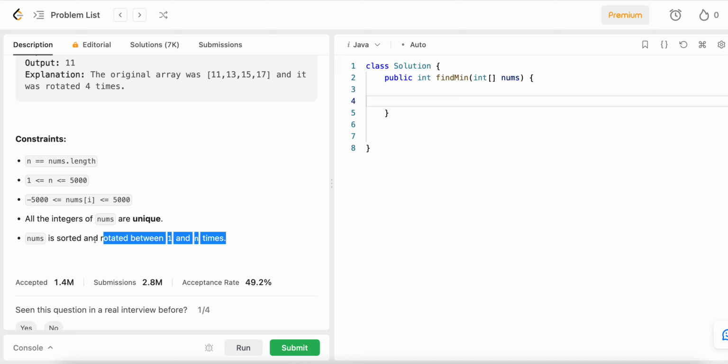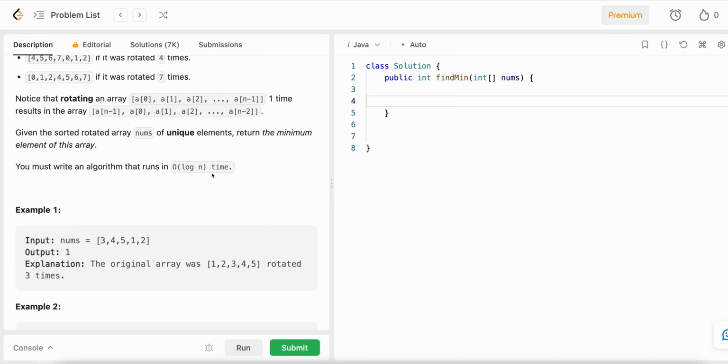This is one of the crucial things which they have given. So let's understand how we can solve this question. Like we said, we can use binary search for this. We need to think of some way to tweak the binary search so that we can use it to our advantage.